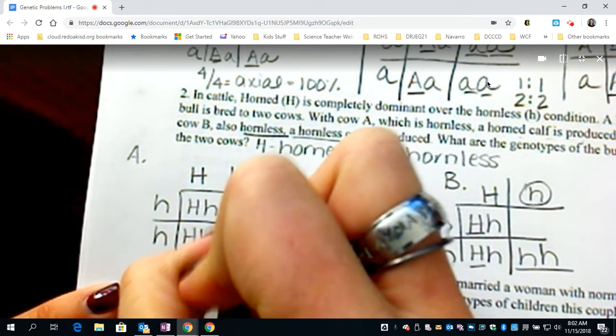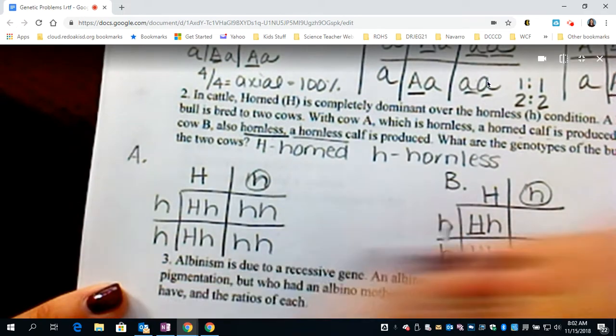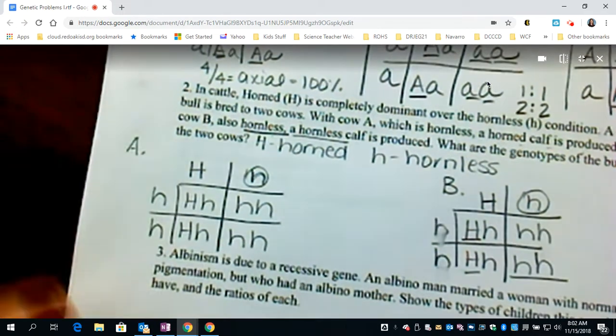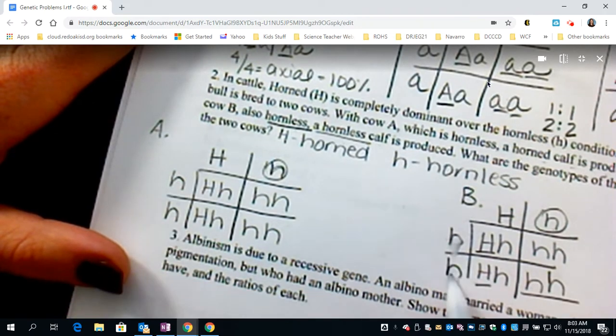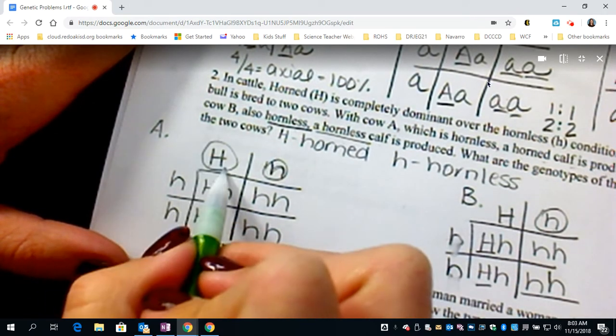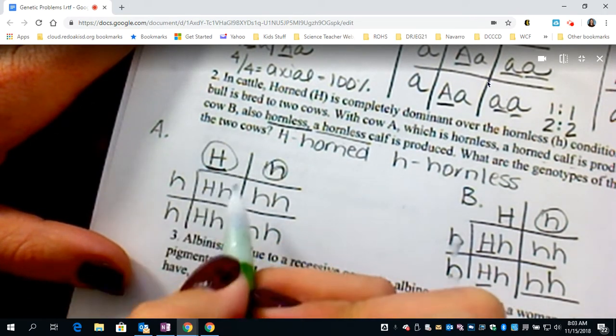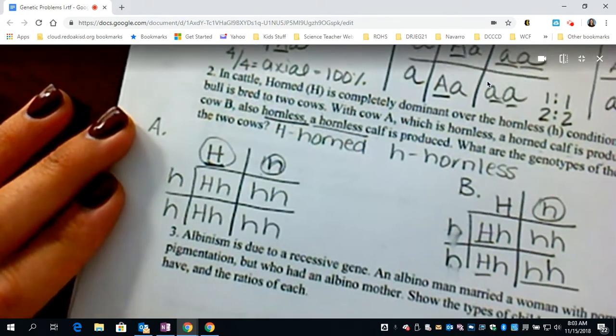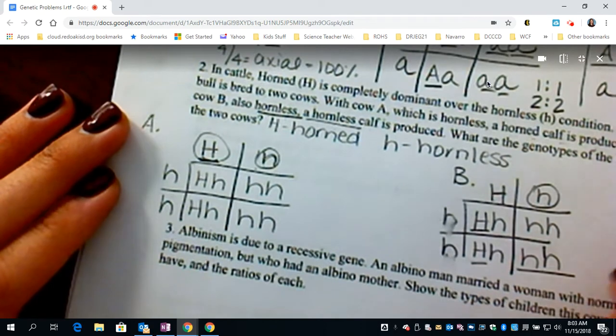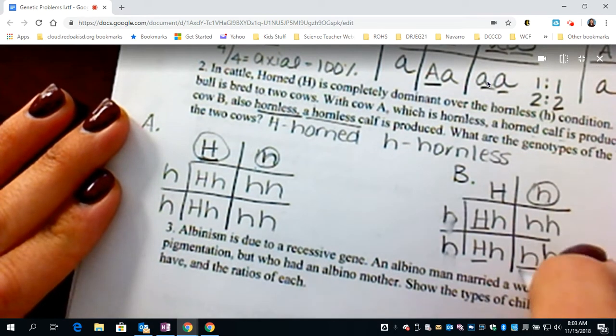So that would finish this. Now, again, it told us what the moms were, and it told us that the dad had horns, so that means he has to have a capital letter. But it didn't tell us how he was horned, if he was heterozygote or homozygote. So that's how I filled these out.